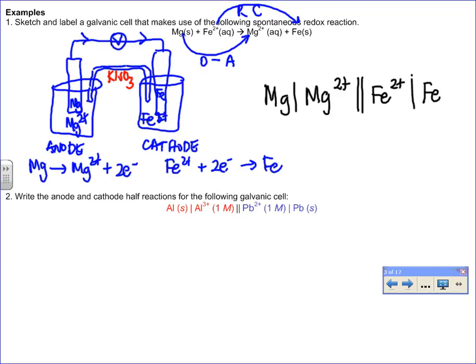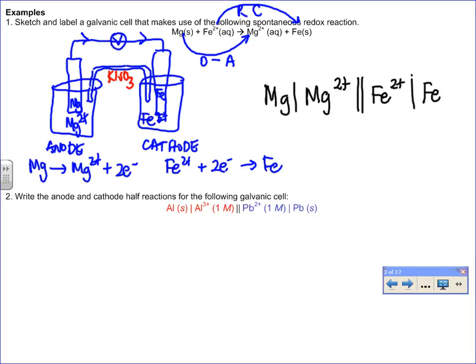Now in the previous example we showed the concentrations being 1 mole per liter. That is the standard concentration in a galvanic cell. If you don't show a concentration, the assumption is that the concentration is standard or 1 mole per liter. You can show the states as well, so we can show that this is a solid, but it's not required.